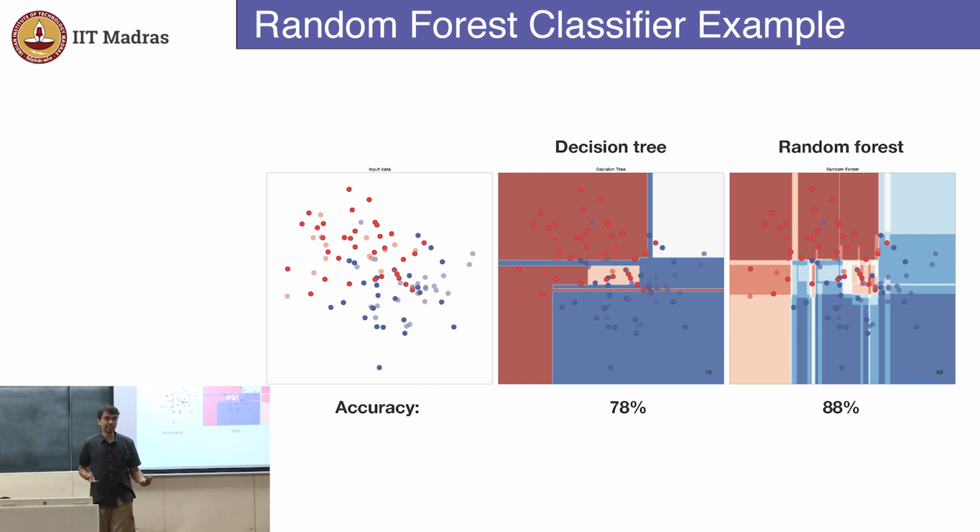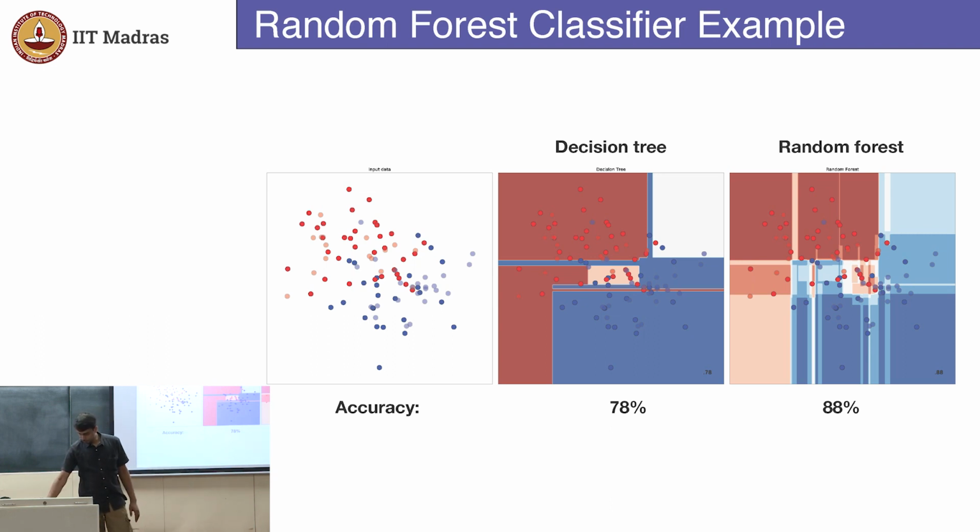If you train a decision tree on the train points, this is the decision tree that you would get. The red corresponds to one class and blue corresponds to the other class. You would get 78% accuracy on the test data. Of course, you will get 100% accuracy on the train data, but only 78% on the test data. If you build a random forest on the same data, you'd get 88% accuracy. It's very simple data, not even very complicated, but even in such simple data, random forest shows its advantage.